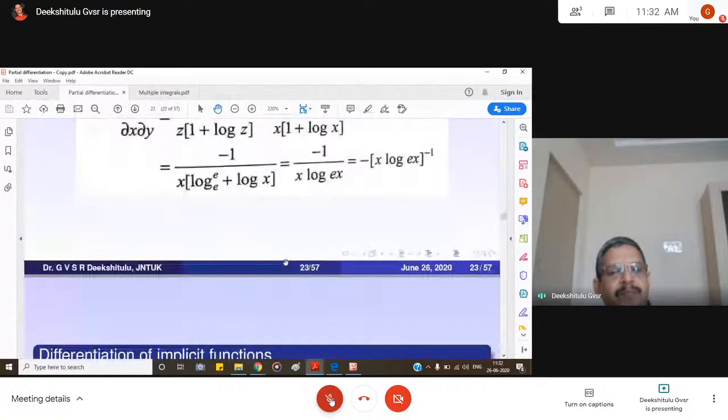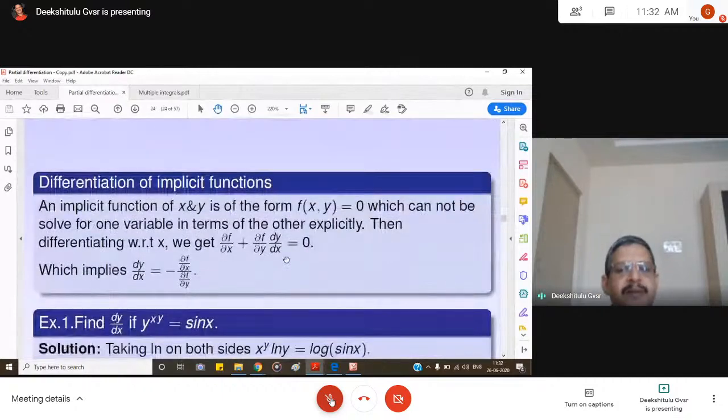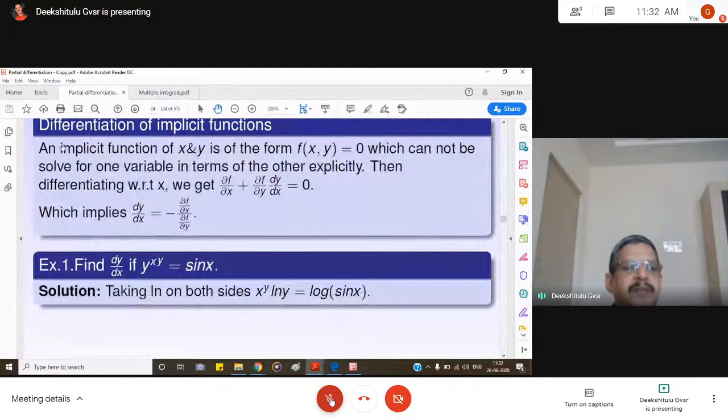So, differentiation of implicit functions, we have discussed this already. An implicit function of x and y is of the form f(x, y) = 0, which cannot be solved for one variable in terms of the other explicitly. So if you cannot write x in terms of y, or y in terms of x, then this f(x, y) = 0 is called an implicit function.